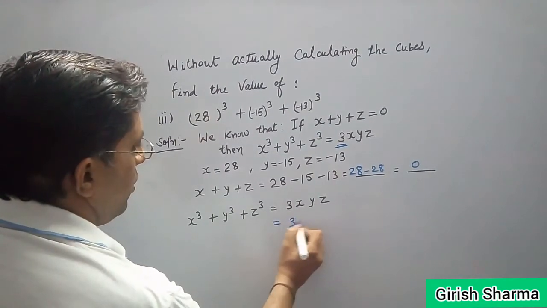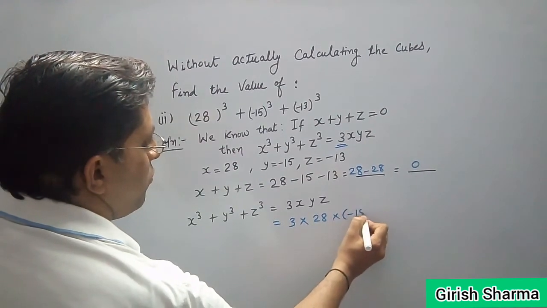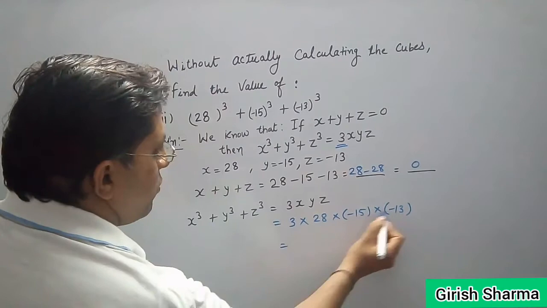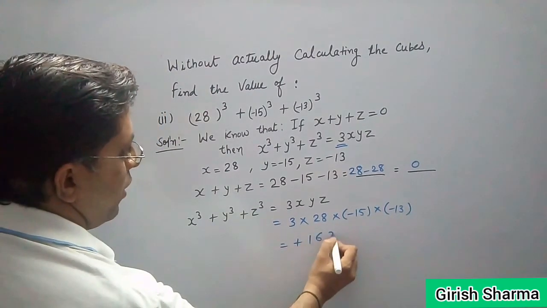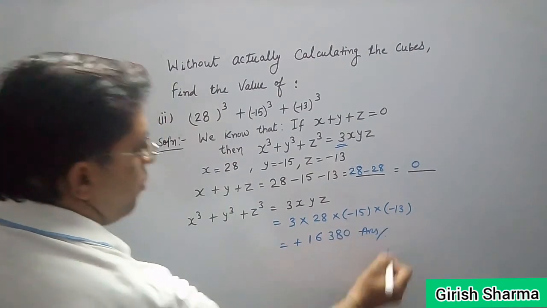See here. 3 times 28, this is minus 15 and this is minus 13. Minus minus, this is plus, and when you multiply it you will get 16380. This is your answer.